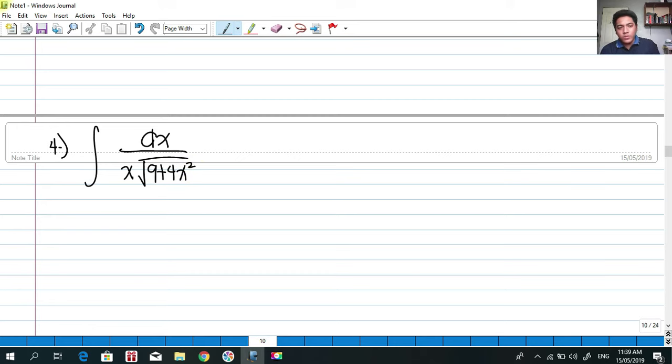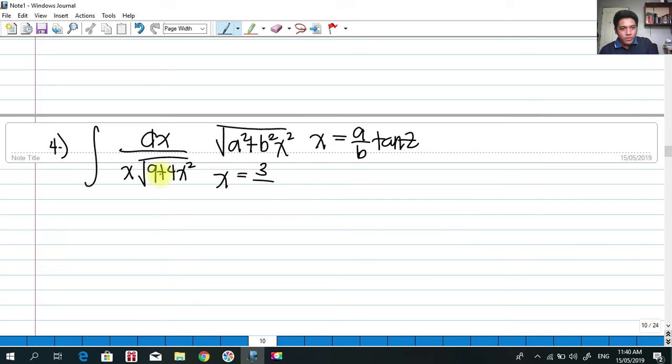Okay? And if you look at our formula, this is a form of the square root of a squared plus b squared, because we have here a coefficient of x that is not equal to 1. So we have to include b squared x squared. And this is actually equivalent to x equals a over b tangent of z. So if we let x equal a over b, our a here is not 9 but 3, our b here is 2, tangent of z.